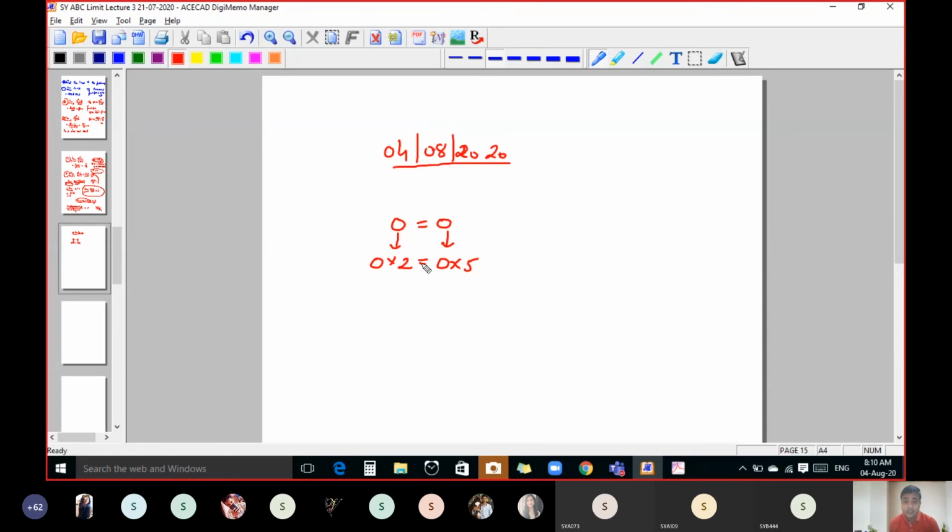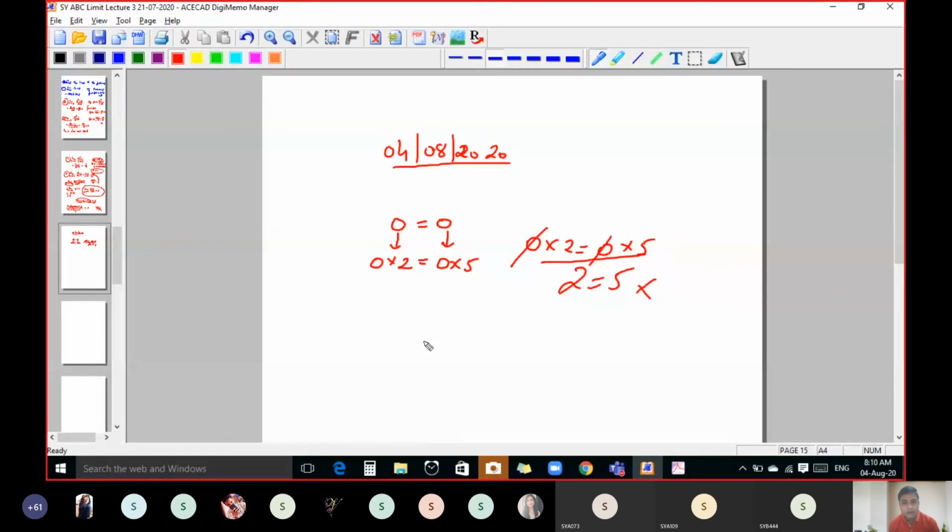That is also correct. Okay, so right now we have a situation like this: 0 into 2 equal to 0 into 5. That is 100% correct right now. And now, if we cancel this 0, then we get 2 equal to 5. And this is wrong. You cannot cancel this 0. Up to this, everything is perfect.